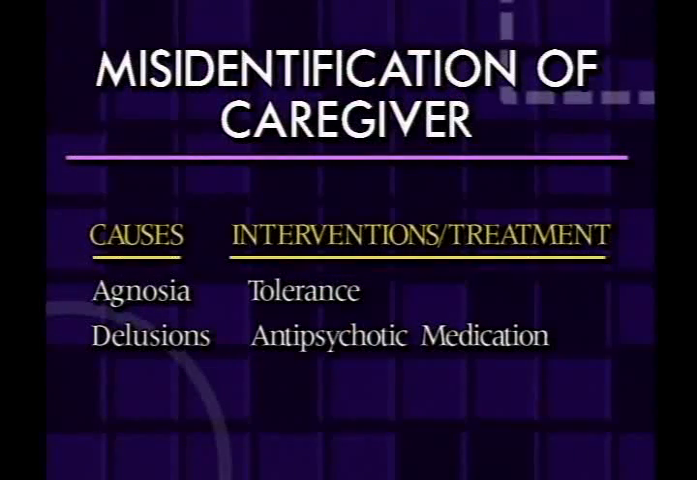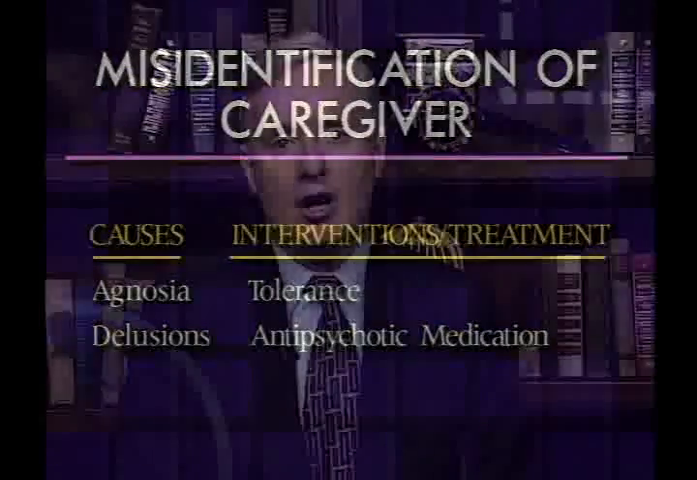What about misidentification of caregiver? This tends to be particularly distressing to the family caregiver who's provided good care, and now the patient is claiming that they're somebody else or that they're a dead relative. Well, the most common reason for this is visual agnosia. There's no treatment for this, you just have to tolerate it. Once in a while, a patient is delusional. They'll actually believe that this is somebody different, in which case an antipsychotic medication may be helpful. The only thing that we offer the caregiver, though, is the knowledge that this results from brain injury.